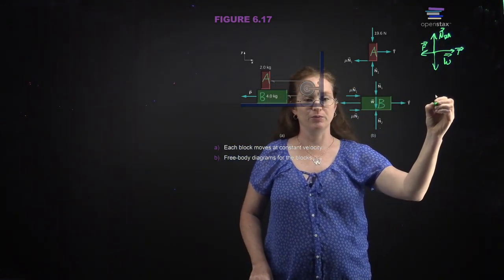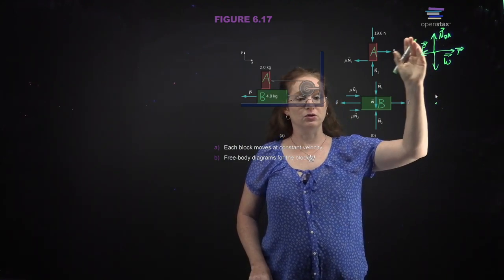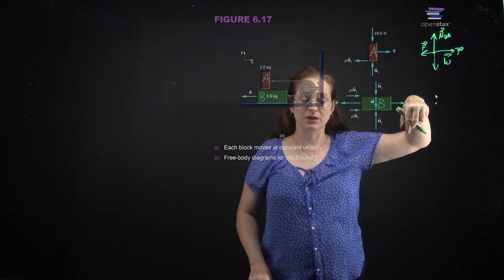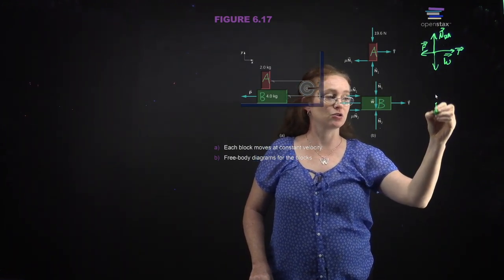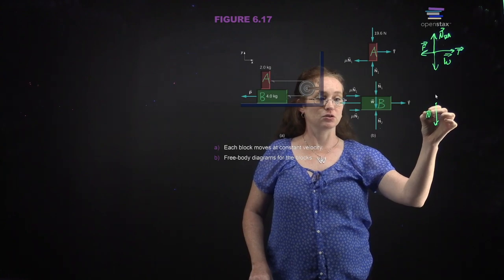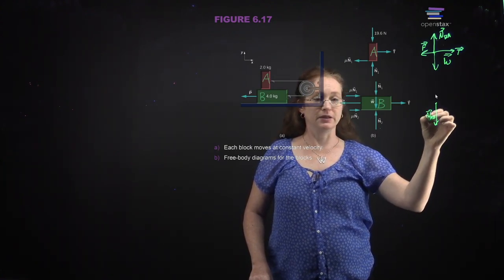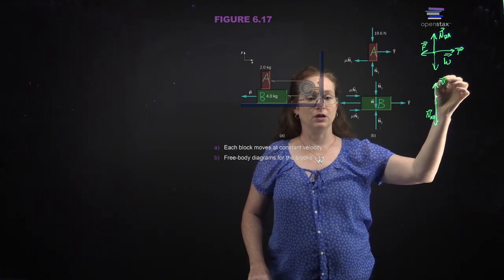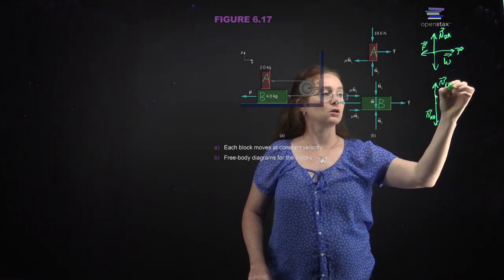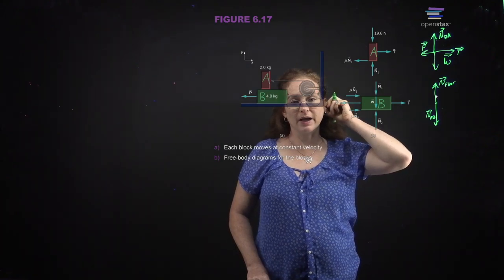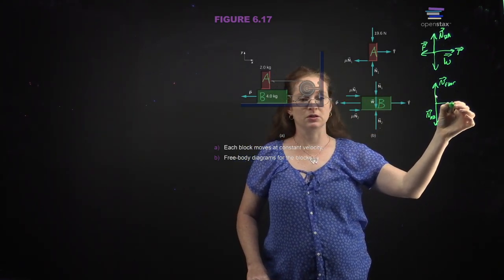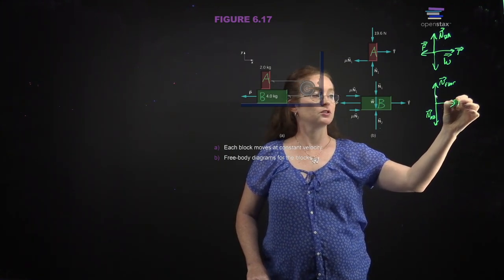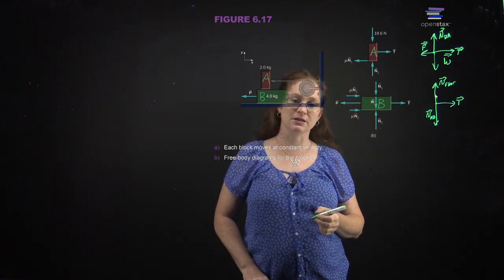Now we move to the free body diagram for B. Block A is pushing down on block B, so this is the normal force of block A on B. And then we have the normal force of the floor on block B. That acts up. We have the tension in the string, which is pulling in this direction. The string is pulling both blocks in the same direction.